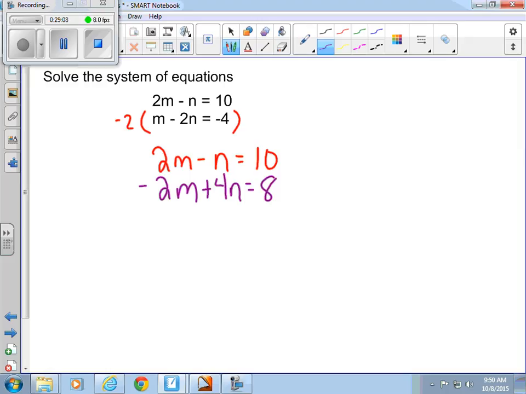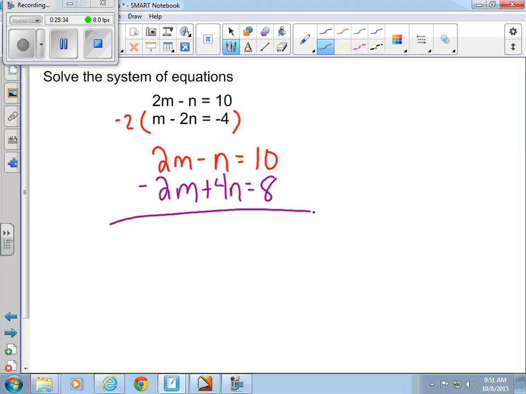Okay, any questions so far? Negative 2. Does that make sense? Now, if it doesn't do this easily, pick another method, right? You don't have to use elimination. But this one's pretty easy. I just multiply the bottom equation by negative 2.